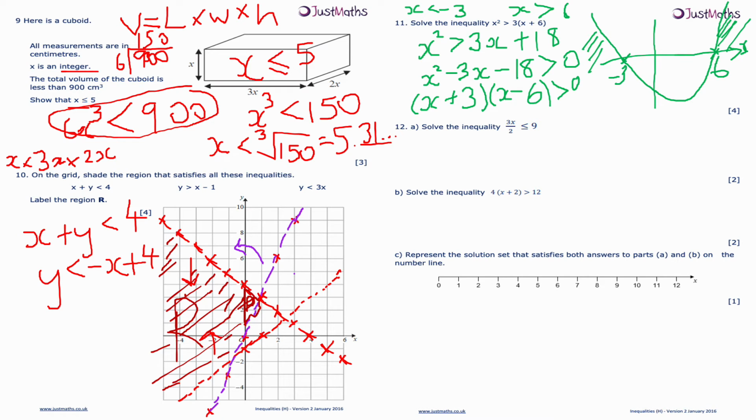Okay, this is question number 12a. Solve the inequality 3x divided by 2 is less than or equal to 9. Well, times both sides by 2, I get that 3x is less than or equal to 18. 9 times 2 is 18. Dividing both sides by 3, I get that x is less than or equal to 6.